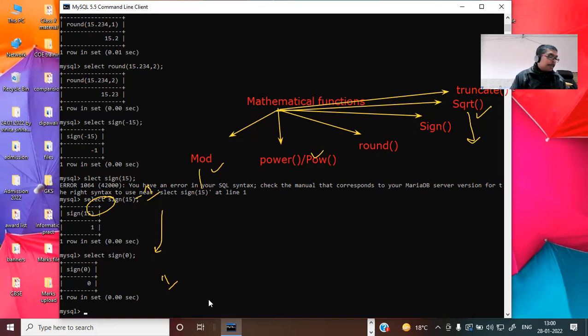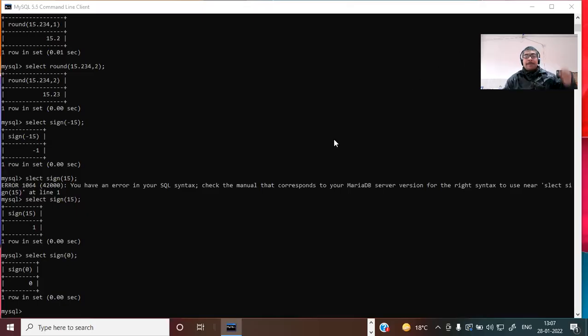I hope sign is clear to you. Square root I have taught you. Next and the last is truncate. I hope it is clear to you all. One by one, you will tell me. This function returns a number with some digits truncated.